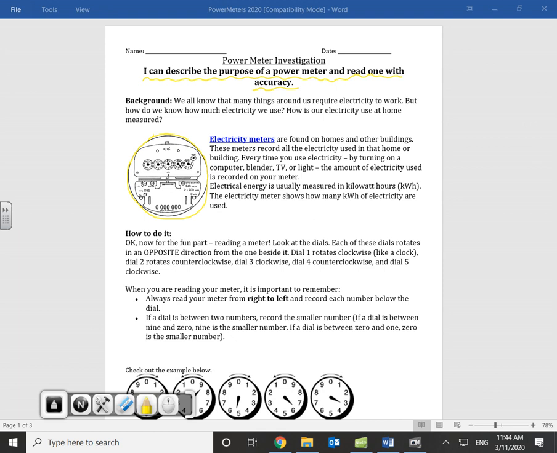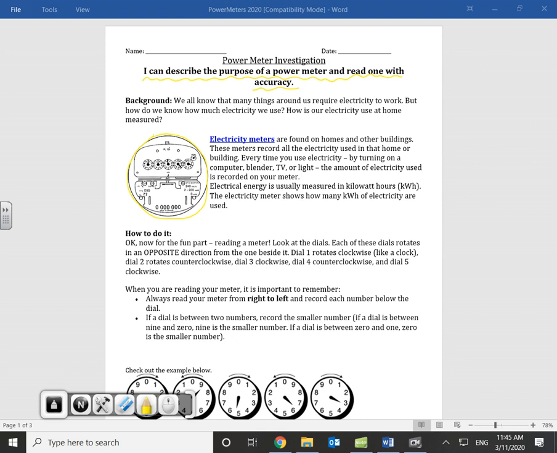We all know that many things around us require electricity to work. Of course, we've discussed this at length. What would we not be able to survive without? What would we be sad? What would we miss? All things like that. But how do we know how much electricity we actually use? How is our electricity use at home measured? Because your parents have to actually pay for the electricity that you use.